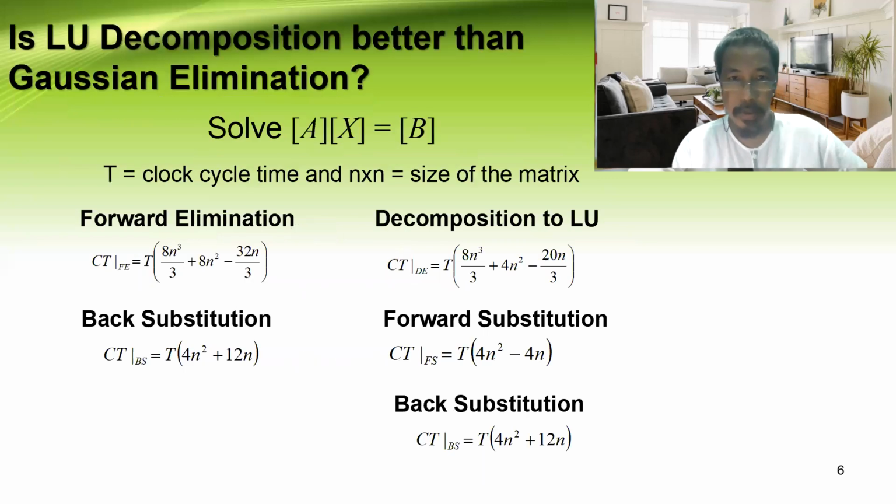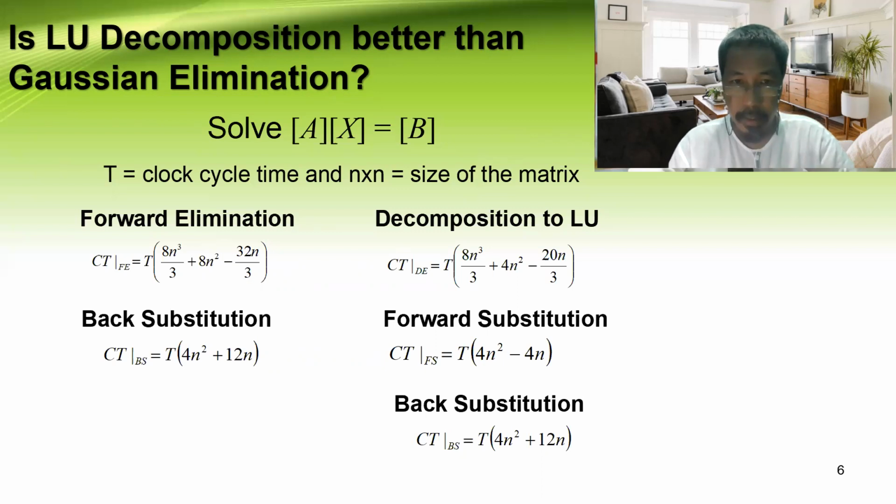Is LU decomposition better than Gaussian elimination? So in solving this equation, for example, matrix A times vector X equal to B, let us define T as clock cycle time and N by N as the size of the matrix. So let us compare. On your left, forward elimination and back substitution are the process for Gaussian elimination.